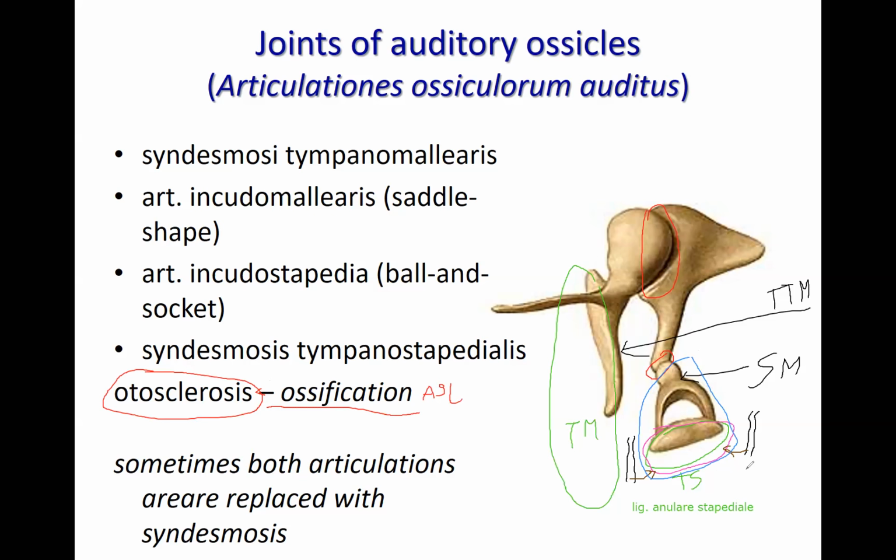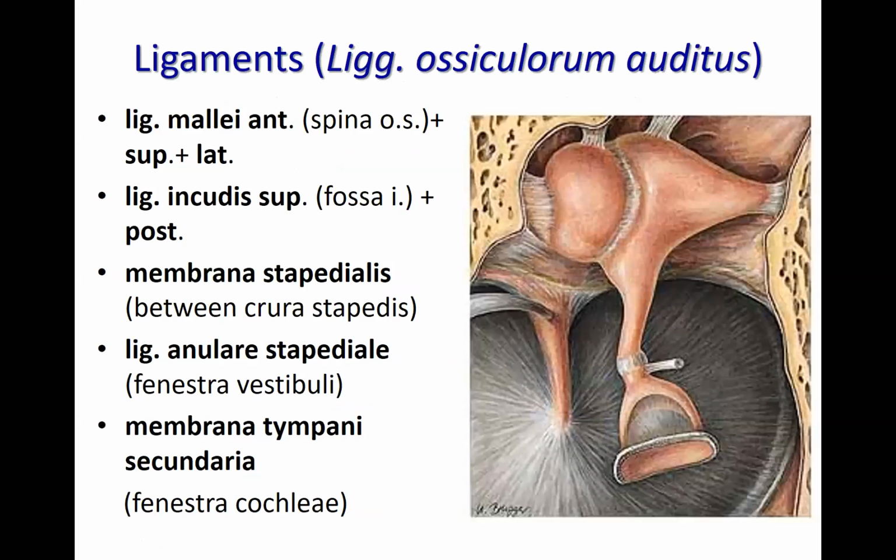Okay, that's for the joints and bones. Now ligaments. So we have already talked about the annular stapedial ligament, yeah, which is this one. And if it's ossified, it causes otosclerosis. Then we have some superior ligaments here, yeah, for the malleus and incus. So these are the superior ligaments. Then we have here the posterior ligament, which goes into the fossa incudis. Yeah, this is the posterior ligament.